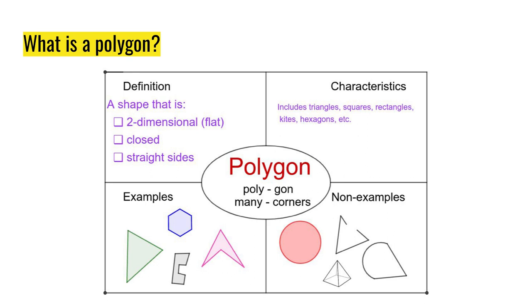We have a little Frayer model right here. The definition of a polygon is a shape that is two-dimensional, meaning we are not dealing in three-dimensional shapes like this. It is closed, meaning that we could fill the color and it's not going to spill out. This would be an example of a not closed shape. And all of the sides are straight segments.